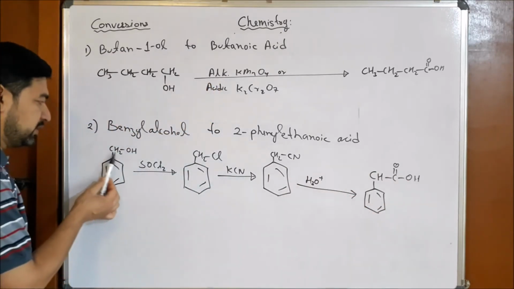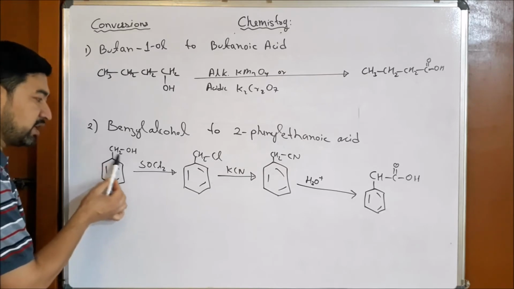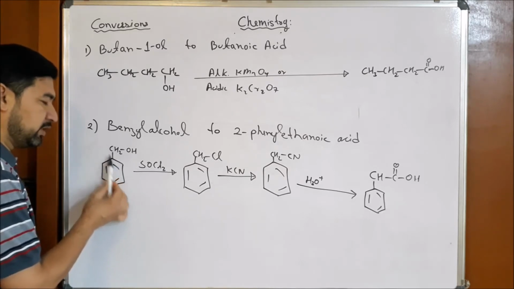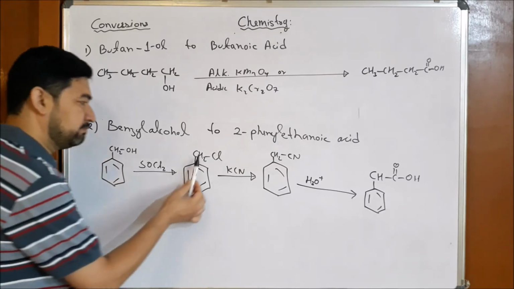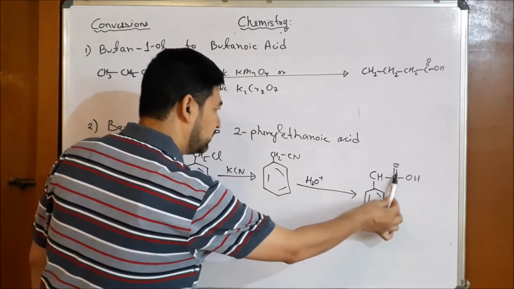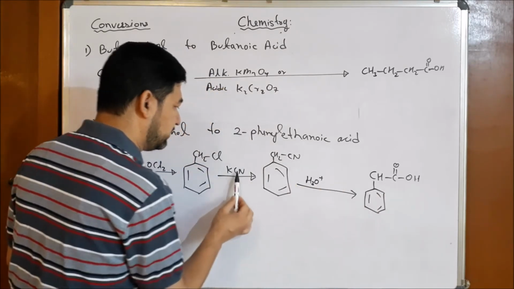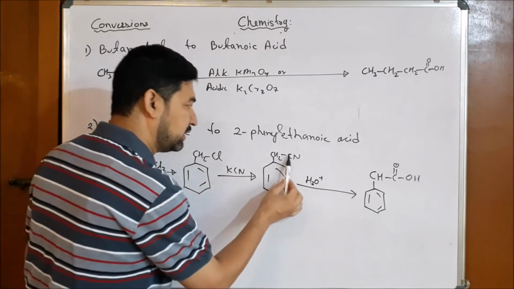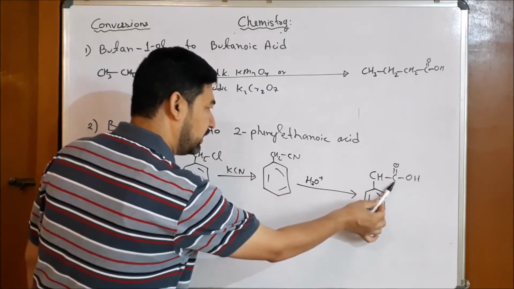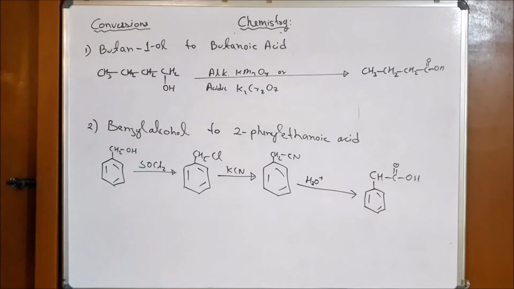So initially we have a single carbon along with this benzene ring. Now in the product we have one more carbon. So the carbon from CN comes here, and this will be the extra carbon in the product.